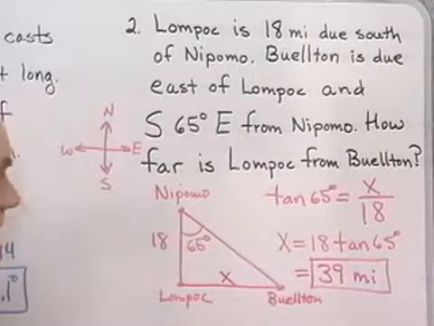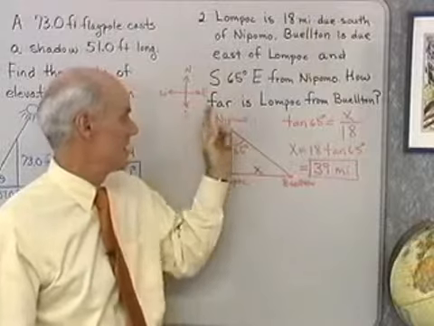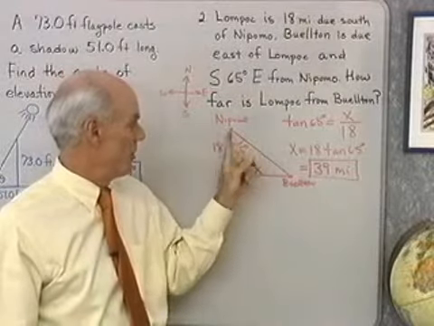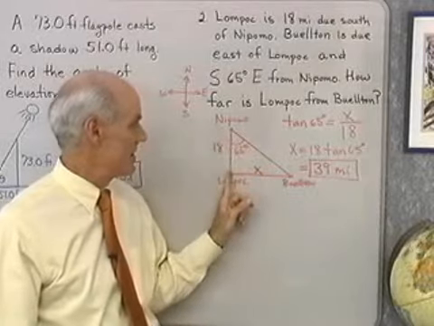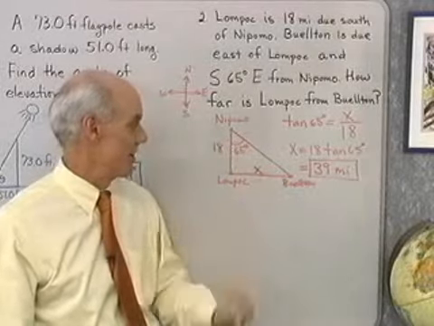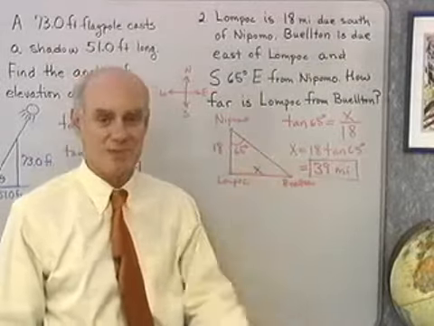So a little bearing problem where we have to use our diagram for north, south, east, and west, and Nipomo, Lompoc, and Buellton, and knowing this information right here, that this is 18 and this is 65, I can find the distance from Lompoc to Buellton, rounding off to 2 significant digits. That comes out 39 miles.